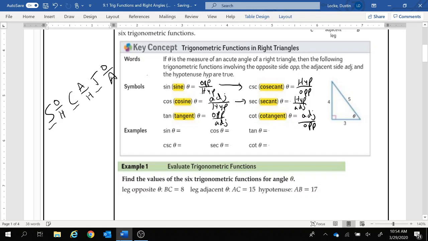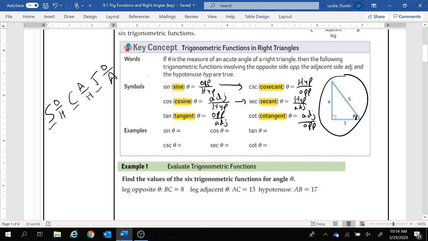Okay, so those are your 6 main trig functions that we're going to use throughout the course of this lesson. Let's do a quick example using the right triangle that's already provided here for us. We want to make sure we're using the angle where theta is located, because that makes the whole difference in terms of which side is opposite and adjacent. The hypotenuse stays the same, but opposite and adjacent are the ones that change.